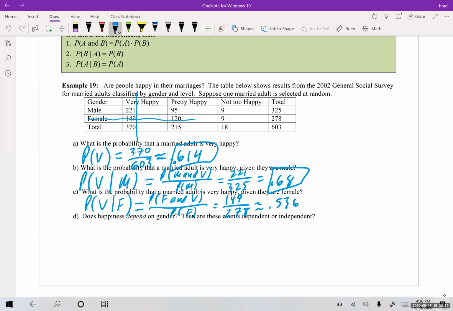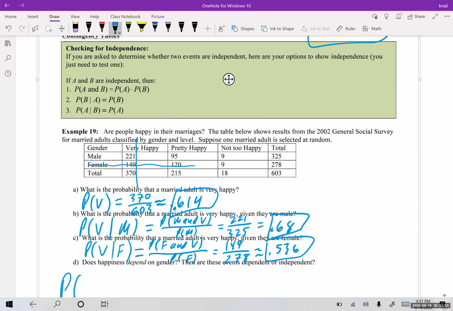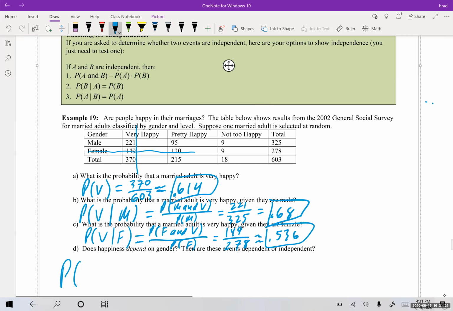Let me do this on my calculator just to be sure. 149 divided by 278, 0.5359, so about 0.536. Yep. So it says, does happiness depend on gender? Then are these events dependent or independent? So it does seem to depend on gender because probability of, so they said, let's say that you want to show very happy, right? So probability of very happy, how do I say this?